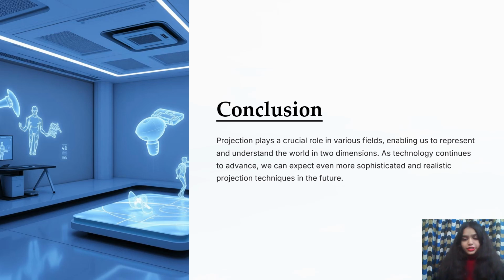So in conclusion, we can say that projection plays a crucial role in various fields, enabling us to represent and understand the world in two dimensions. We know the world in three dimensions, but when you see any object, you have to make how this object will appear in front view, how it will appear in top view, how it will appear in side view. So you're creating 2D images and understanding the world in two dimensions. It's very important and crucial, and it has a great advantage.